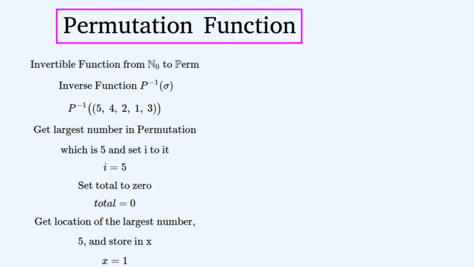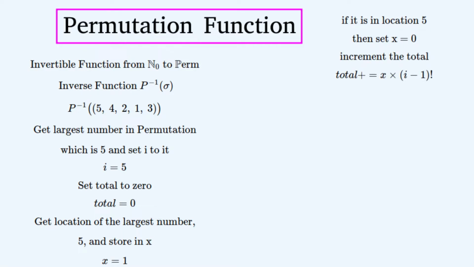Then we'll get the location of the largest number, which in this case is 1, because 5 occupies the first position. If it was in the last location, we'll set this variable equal to 0 instead of I. We'll then increment the total by this amount. So this is what the total is so far.